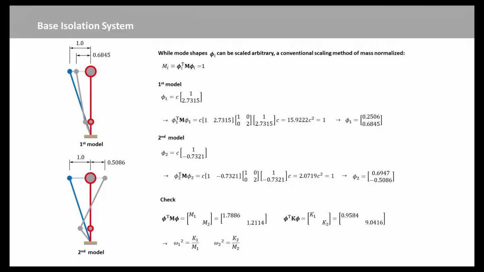If we substitute omega, we can find phi. Phi 1 and phi 2 are called eigenvectors and mode shapes and can be scaled arbitrarily. Considering scaling mode, the maximum displacement of the first and second mode is 0.6845. It is less than 1, so it means that the base isolation is useful to reduce vibrations.